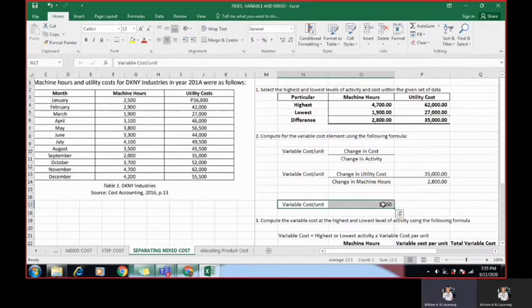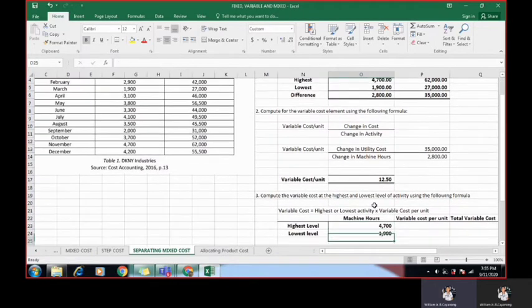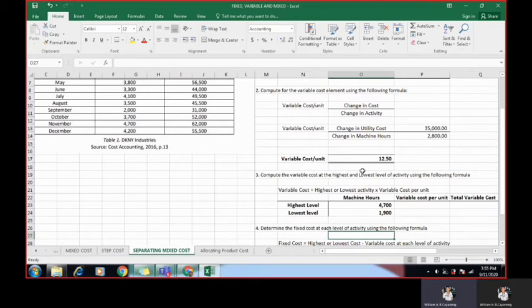So per unit ito, kukunin natin yung amount niya in total. That's step number 3. So compute the variable cost at the highest and lowest level of activity using the following formula. Variable cost is equals to highest or lowest level of activity times variable cost per unit. Ito yung nakuha natin kanina, di ba? Magagamit natin yan. Okay, so the highest level is 4,700 while the lowest level is 1,900 machine hours. Now, magkano ba ang variable cost per unit natin? Okay, pwede natin siyang i-link na lang dito by clicking equal sign, then click this one para malink yung 12.50, then click enter. Okay, di ba?